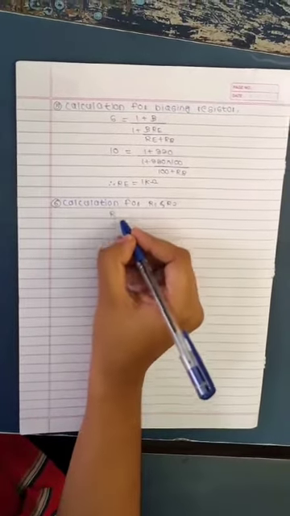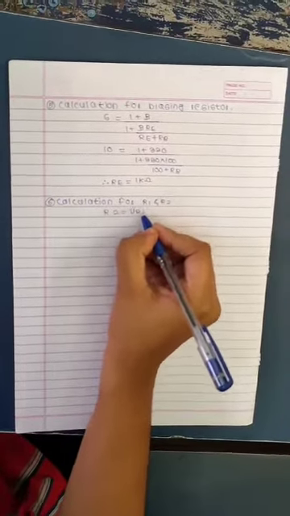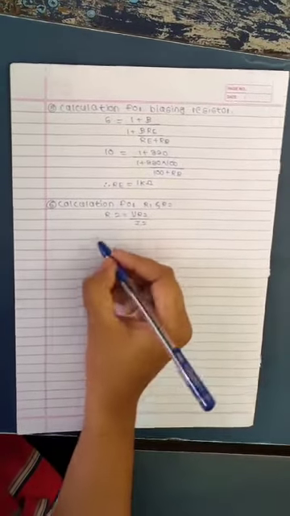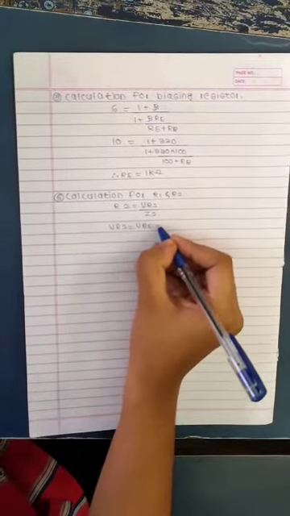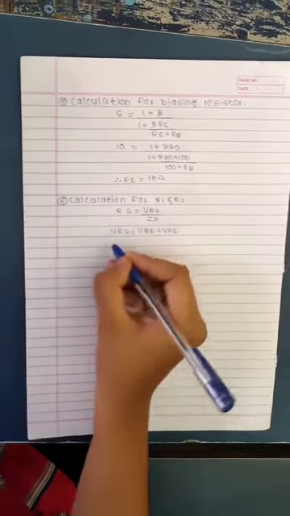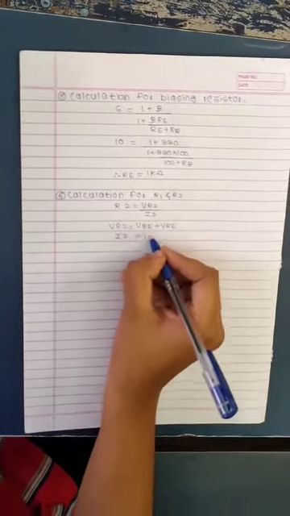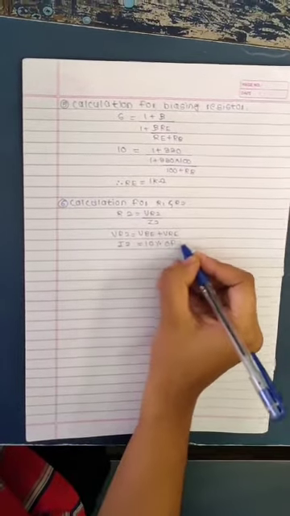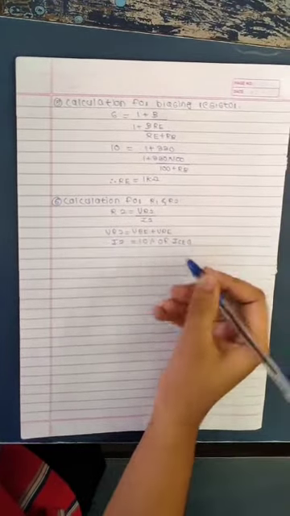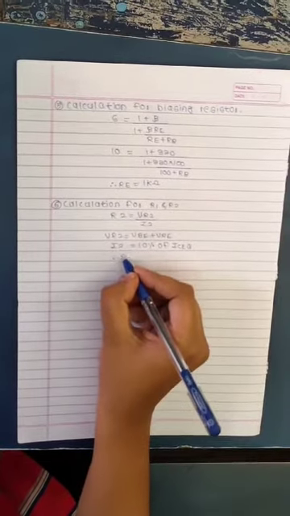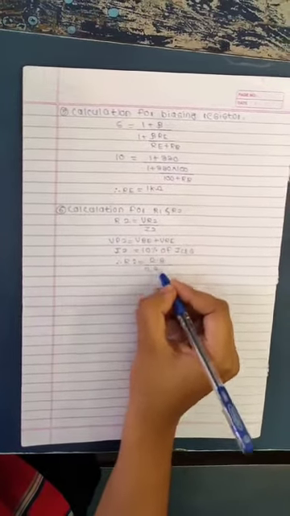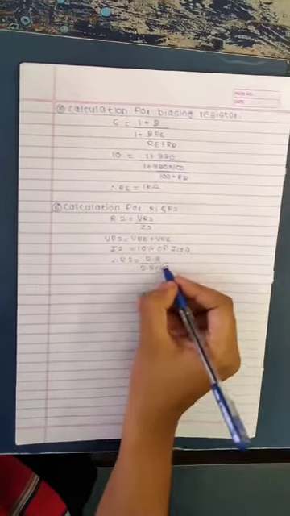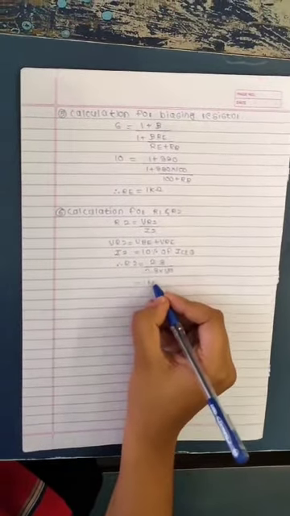Here R2 is equal to VR2 upon I2. VR2 is equal to VBE plus VRE, and I2 is equal to 10% of ICEQ. Therefore, R2 is equal to 2.3 upon 2.3 into 10 raised to 3 minus 3, that is 1 kilo ohm.